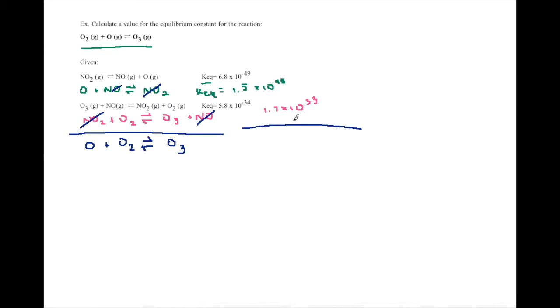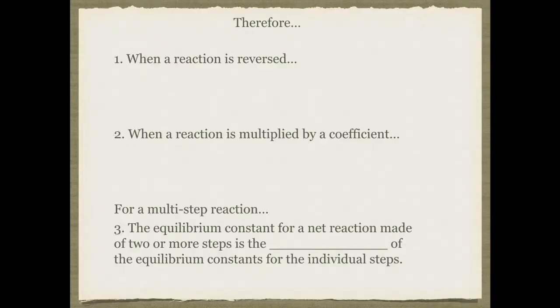Now, instead of just adding these two like I did in Hess's law, where I added the heats of reaction, here I actually need to multiply my Keqs, my equilibrium constants. So I'm going to take 1.7 times 10 to the 33rd and multiply that by 1.5 times 10 to the 48th. And what I end up getting for my Keq for this reaction is 2.6 times 10 to the 81st.